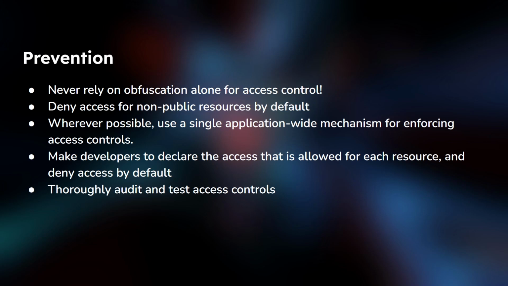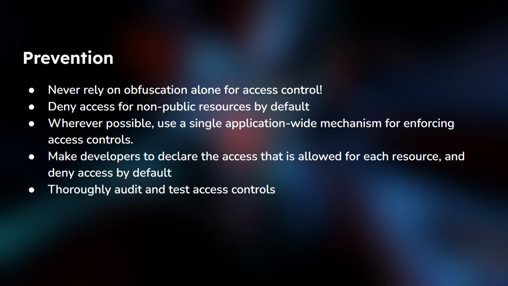Don't rely on obfuscation by itself for access control. Obfuscating is fine so long as you assume that the attacker knows the system, in which case obfuscation alone is worth absolutely nothing. Unless resources are intended to be publicly accessible, just make sure that you're denying access by default. You don't really lose anything from doing that. Also, whenever possible, try to use application-wide mechanisms for enforcing access controls. Make sure that whatever cookies and access control scheme you're using, all your developers are unified and know how it works and how those calls should be made.